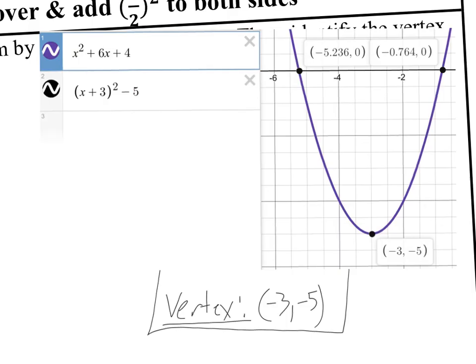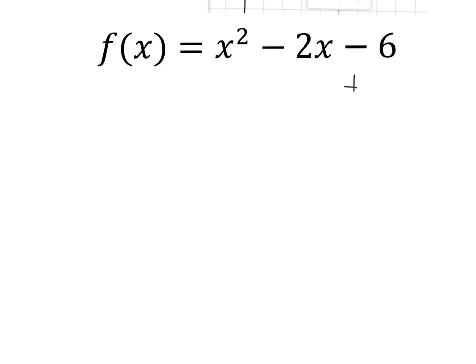Again, I want to encourage you to check your work by graphing it. Remember, the vertex form should always overlap with the standard form, and if you're unsure about the vertex, just tap on it. Okay, for this example, I'm going to start off by adding 6 to the other side.